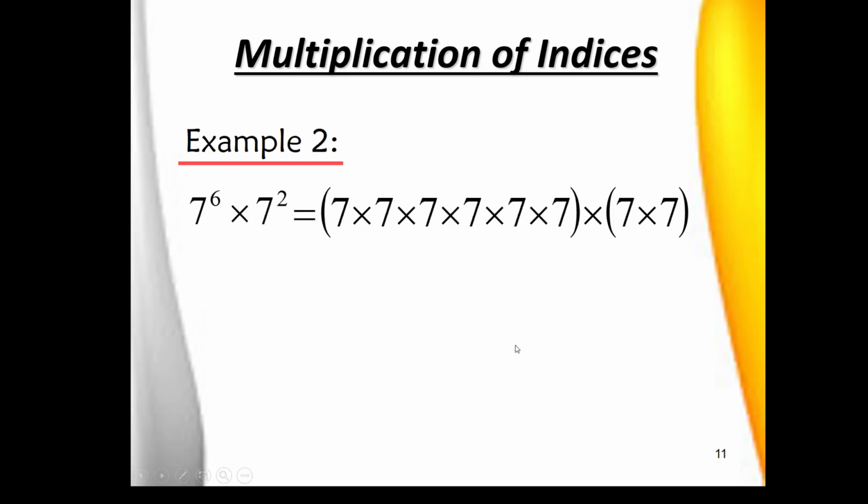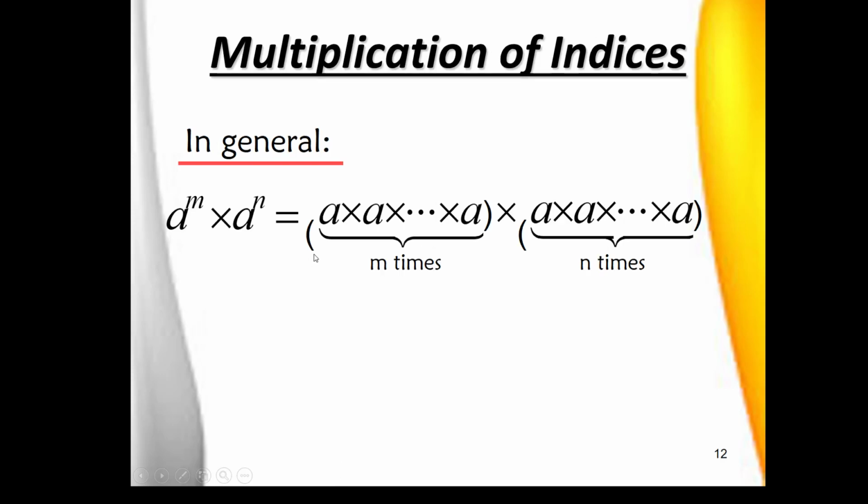For example, the next one, 7 power 6 times 7 power 2. You write the first one 6 times, you write the 7 2 times. So together 6 times and 2 times, all together there are 8 times. So 7 power 8.